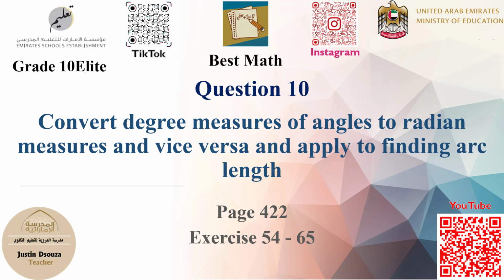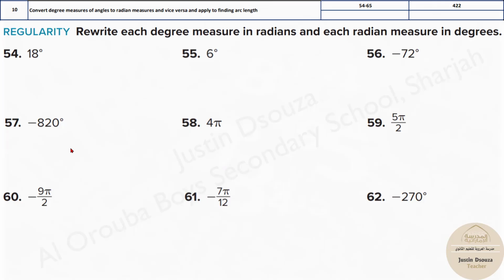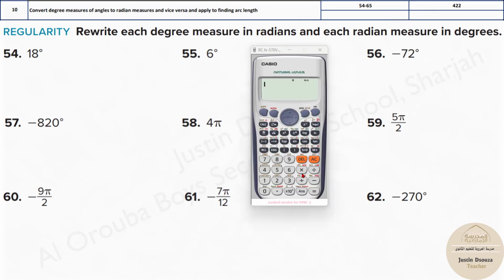Question 10 is to convert the measure of angles from degrees to radians or radians to degrees. It is a very easy topic. You have degrees over here and pi is radians. All you need to do is use your calculator. Type out this degree first, 18. Just divide this by 180. That's your radian measure. But over here, there's a pi missing. The formula is pi by 180. Just divide this by 180 and multiply by pi. This should be 1 by 10 pi, or pi by 10.